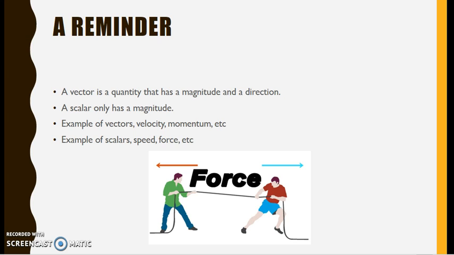Example of a vector is velocity, momentum, etc. Example of scalar: speed, force, heat, temperature, electricity, pressure. I don't know. There's a bunch of more things. I just can't remember right now.